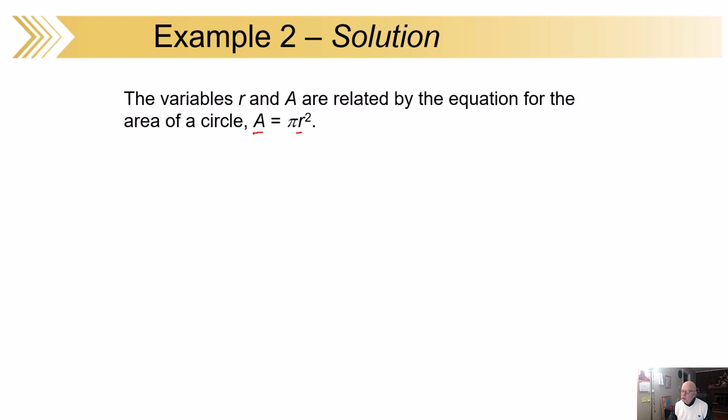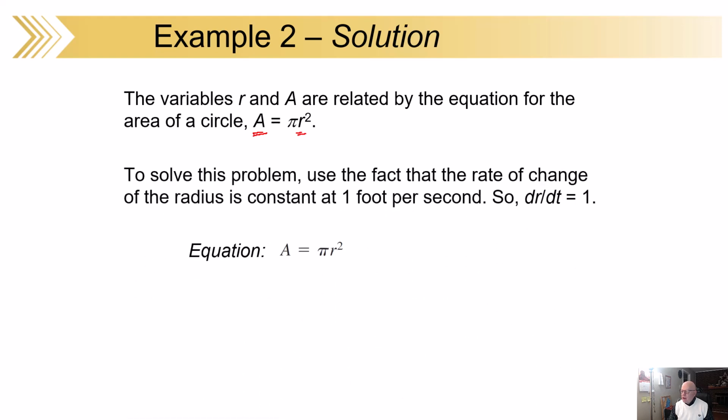These are the two variables of interest, the area and the radius. So we're going to differentiate both sides of this equation with respect to time. We're going to just stick with time most of the way. So there's our equation. There's our start.